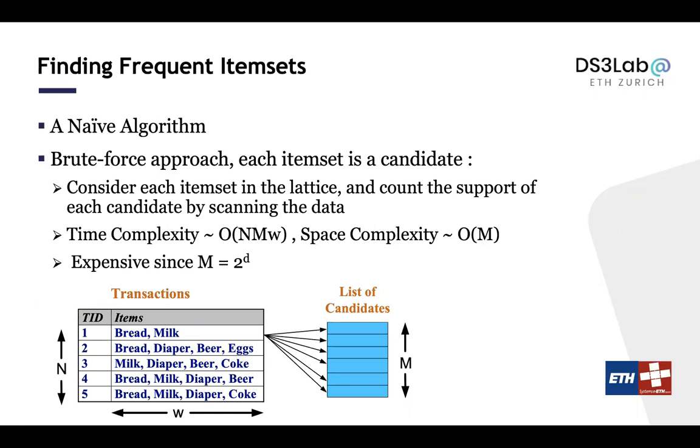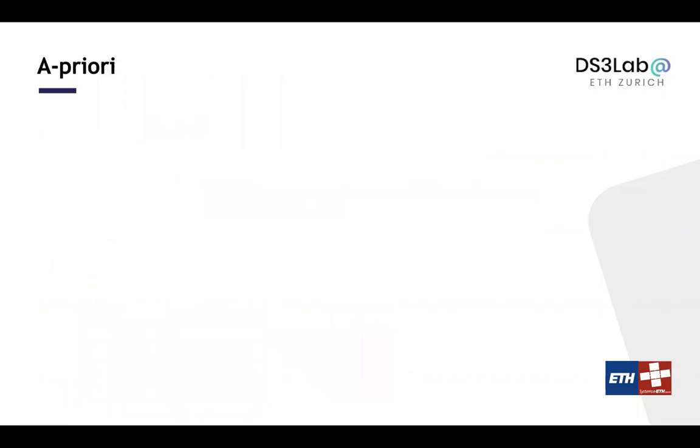So what is the time complexity, right? It's going to be linear to the number of transactions, linear to the size of the largest transaction, essentially, you think about that as the number of columns, right? And then it's going to be linear to the number of candidates you have. In this case, that is exponential in the number of items you have in your database. So as you can see, it's very expensive. So we have to do better.